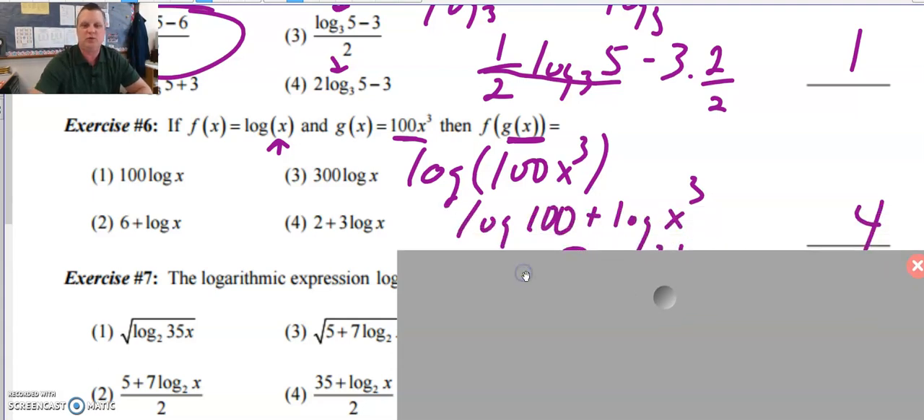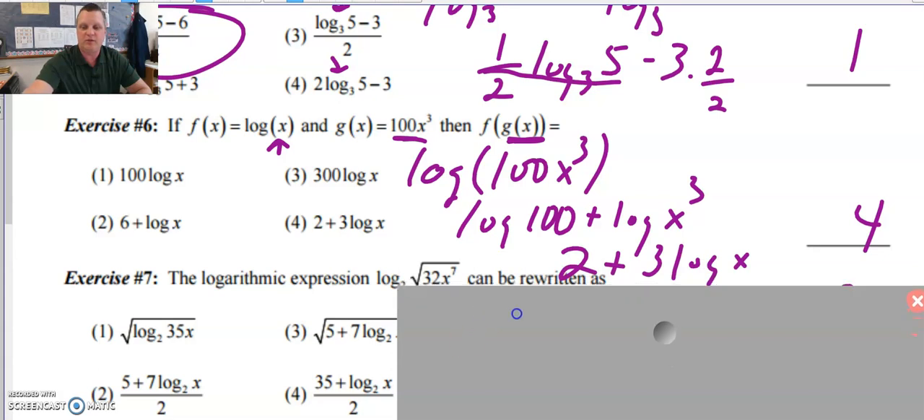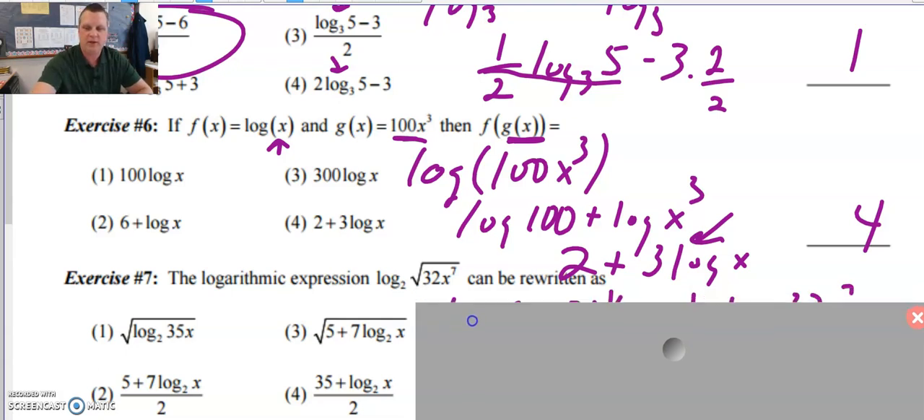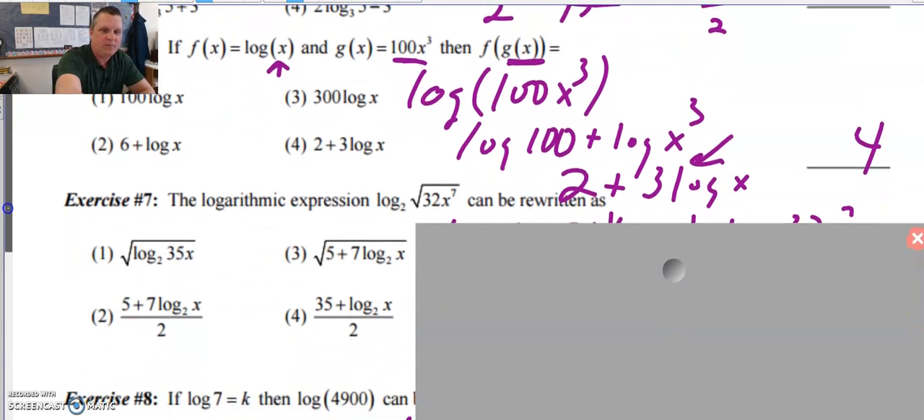So then it breaks down to log 100 plus log x cubed. Log base 10 of 100, put in your calculator, is 2. Power rule, bring down the 3. This is a 3 log, not a 31. 3 log x, which is the same as choice 4, 2 plus 3 log x. So, I mean, you see it's over and over the same problem. The readings exam may be one question, maybe one, and that's it. So just keep practicing with these, and you will get better.